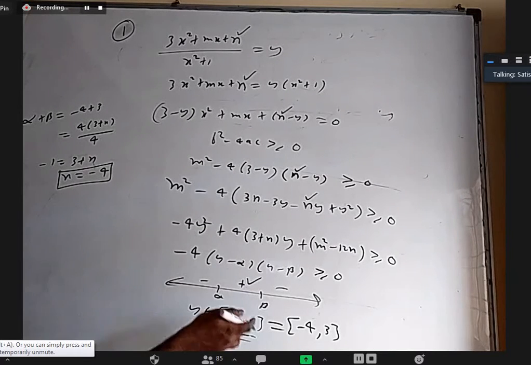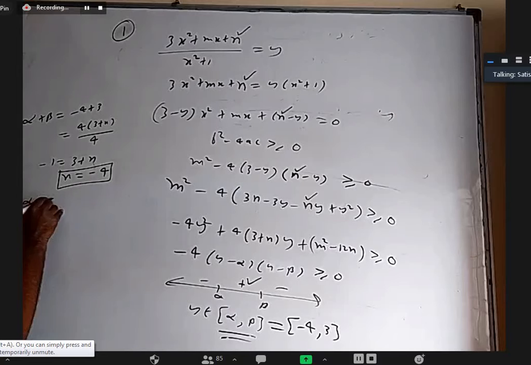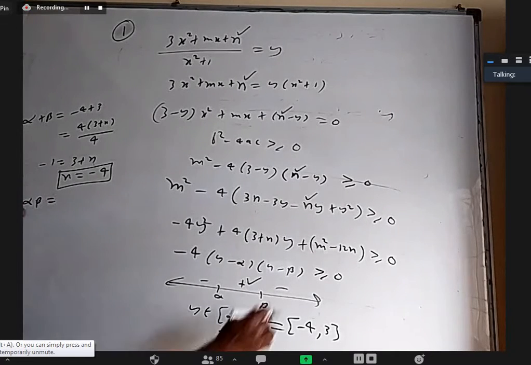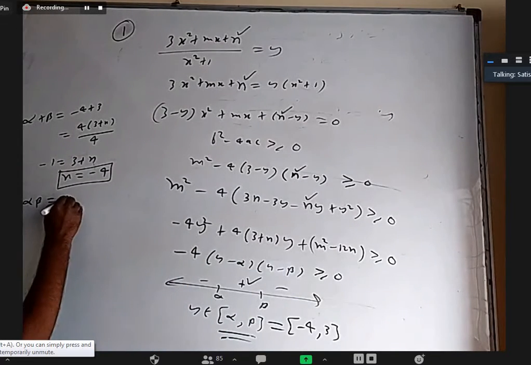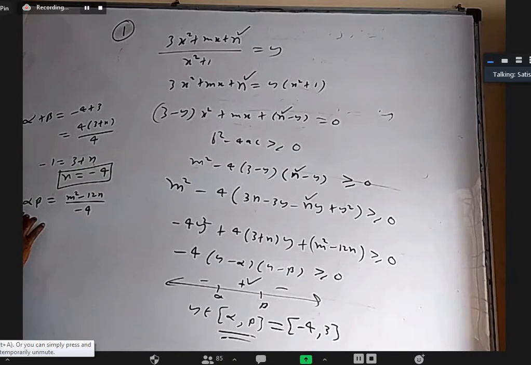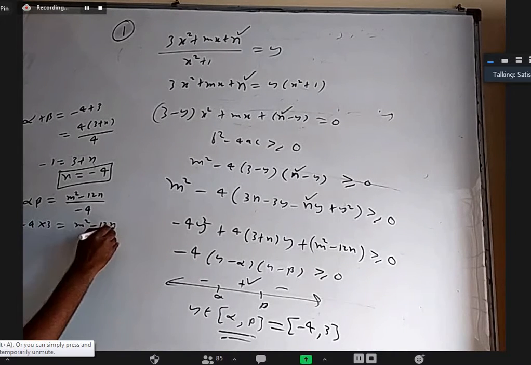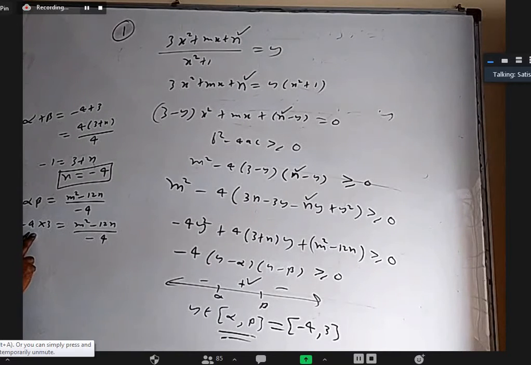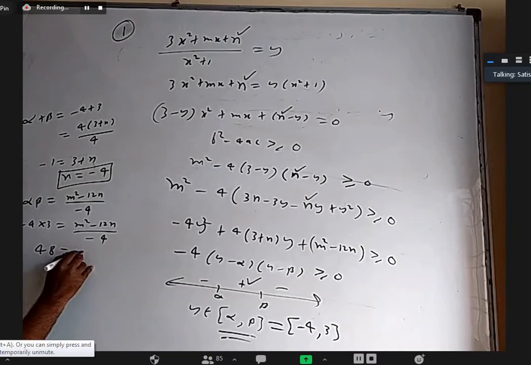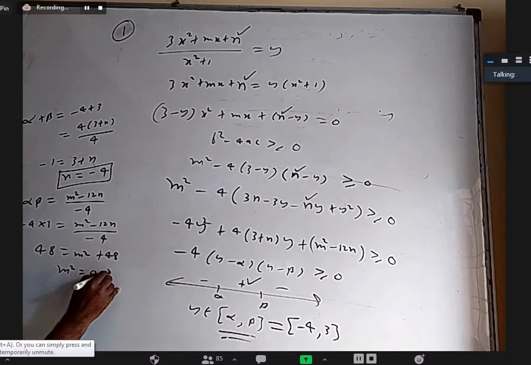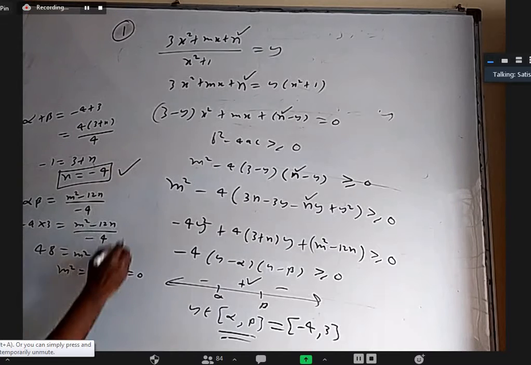Next, when I take the product of the roots, alpha into beta, that is this by this, m square minus 12n by -4. But alpha beta is -4 into 3. -4 into 3 is m square minus 12n by -4. When I bring it here, 48 equal to m square, this also 48. So m square is 0, so m is 0. So I got the m value and n value.